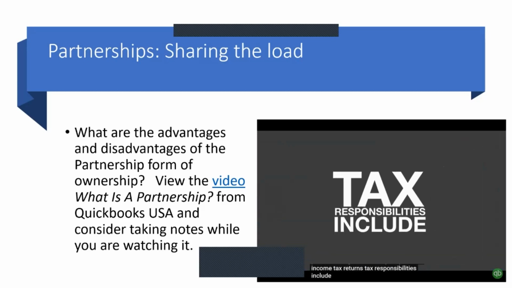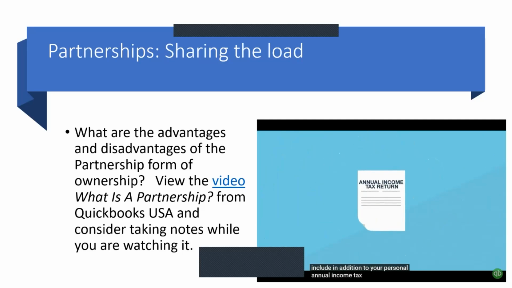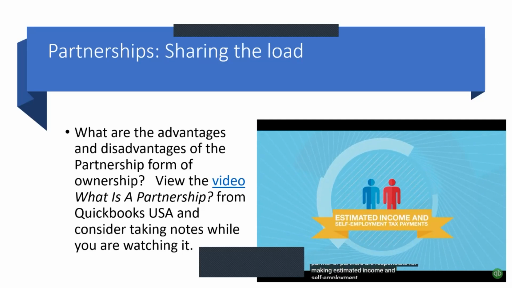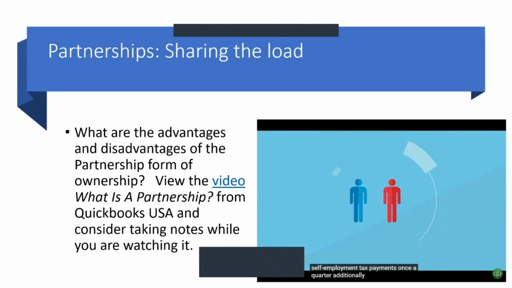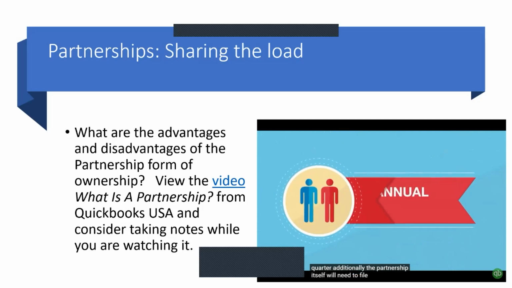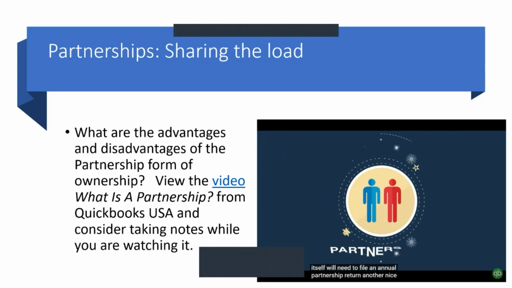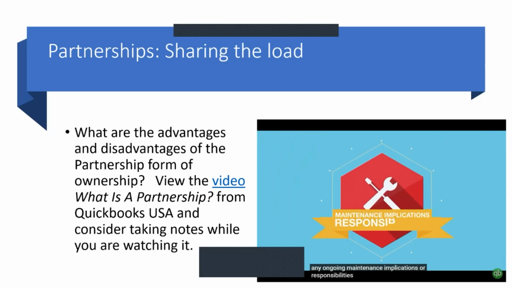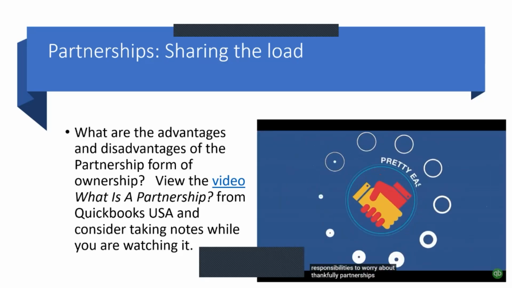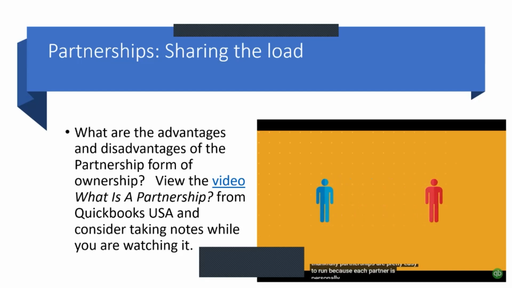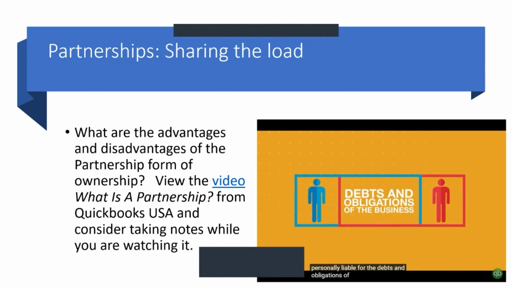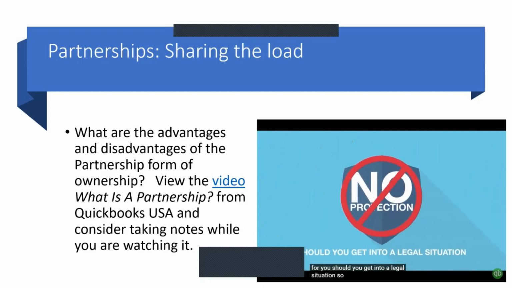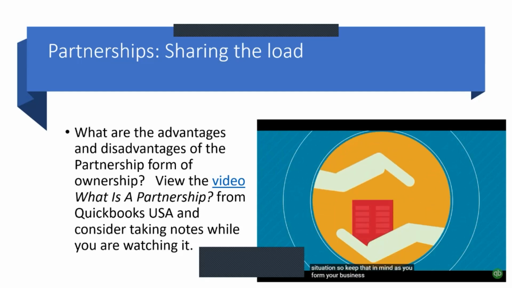Tax responsibilities include, in addition to your personal annual income tax return, you and your partner or partners are responsible for making estimated income and self-employment tax payments once a quarter. Additionally, the partnership itself will need to file an annual partnership return. Another nice aspect of partnerships is that they don't have any ongoing maintenance implications or responsibilities to worry about. Thankfully, partnerships are pretty easy to run because each partner is personally liable for the debts and obligations of the business. In other words, there is absolutely no protection for you should you get into a legal situation. So keep that in mind as you form your business together.